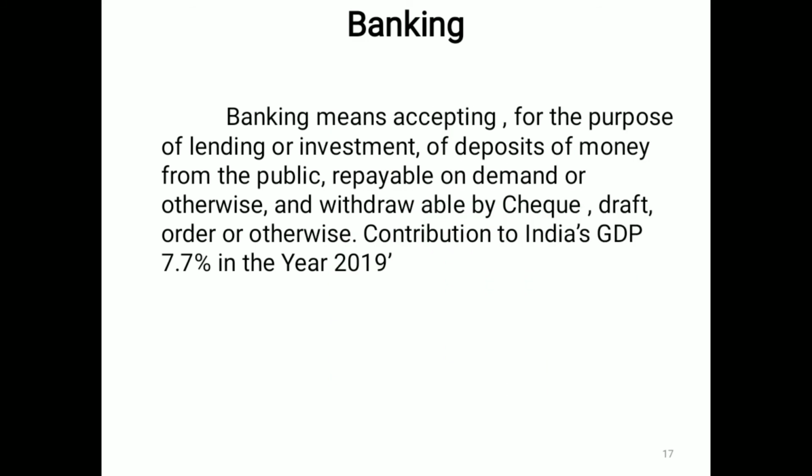Next one, banking. Banking means accepting, for the purpose of lending or investment, deposits of money from the public, repayable on demand or otherwise, and withdrawable by check, draft, order, or otherwise. The contribution of the banking sector to Indian GDP is 7.7% in the year 2019.